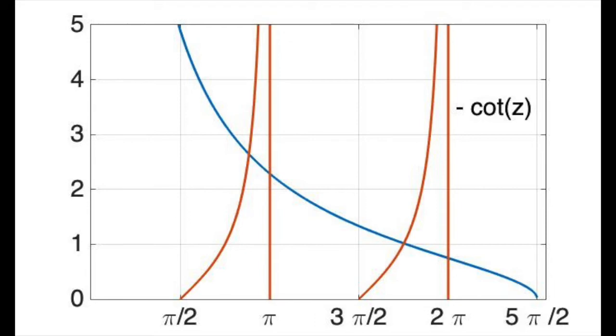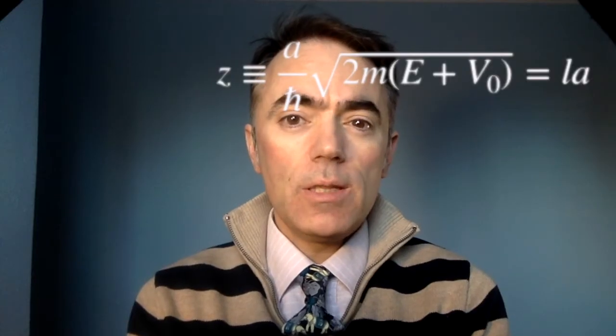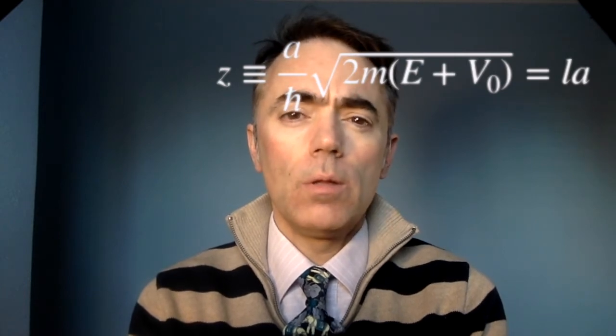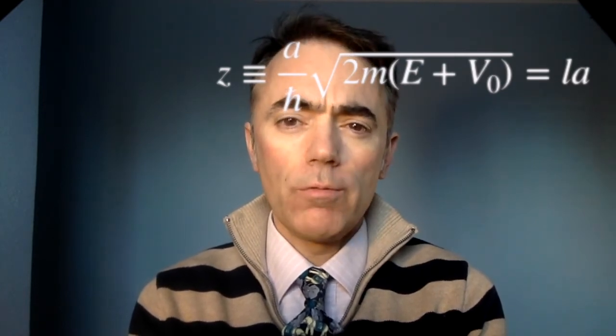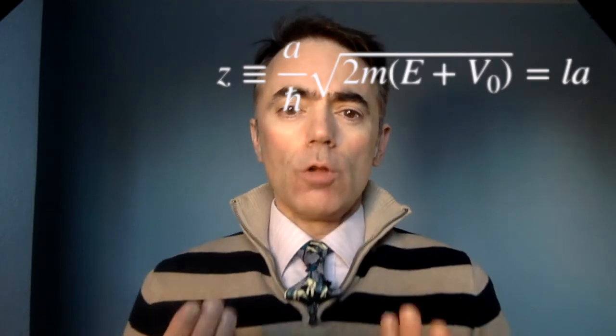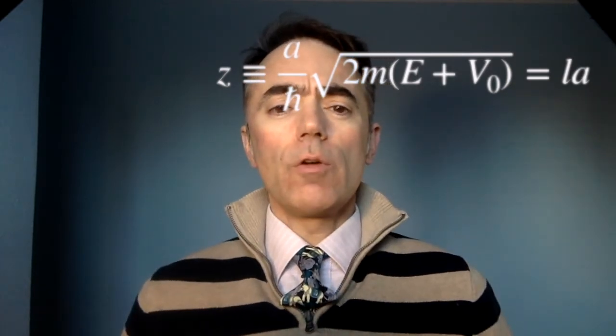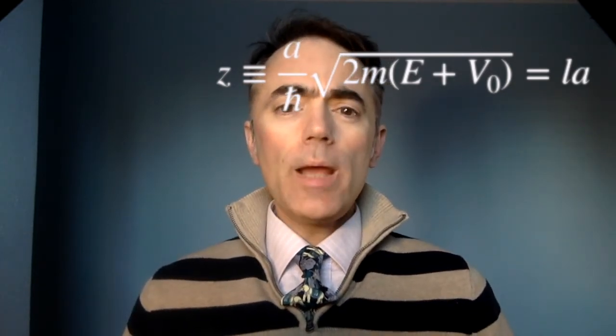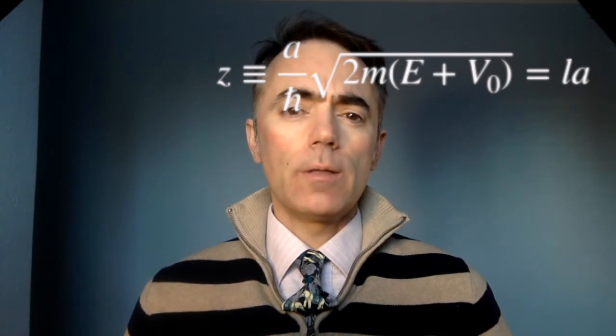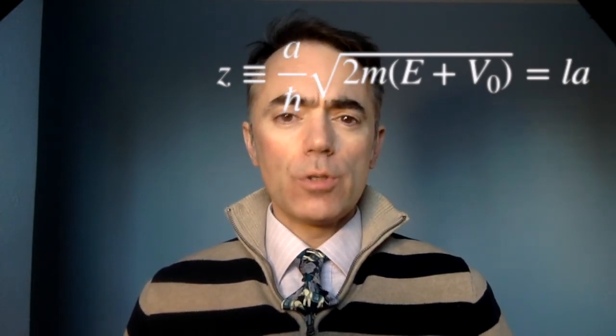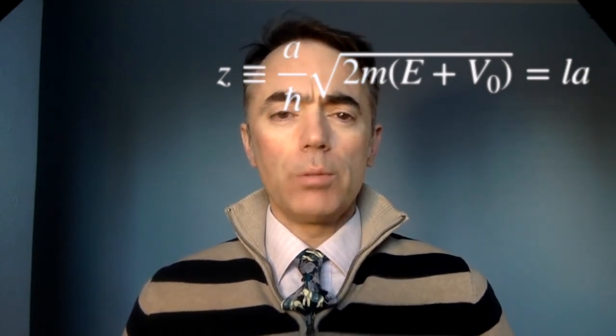In this plot, they cross at several points marked with the circles. These are the allowed solutions of the energy of the system. These are specific Z values. But remember that Z depends on the mass of the particle, the potential depth, the width of the well, and the energy. Solving for the energy, we find the allowed values of the energy. We have found the quantized allowed states for the odd solutions to the finite well potential.